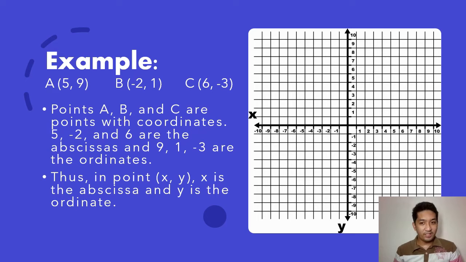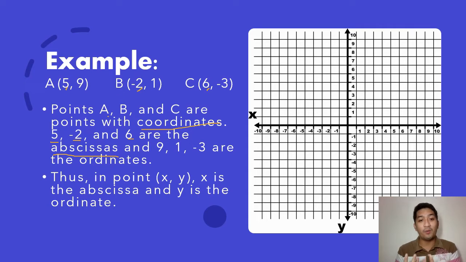So let's have an example. We have here point A (5, 9), point B (-2, 1), and point C (6, -3). Let's take a look at the definition or the description. Points A, B, and C are points with coordinates. The 5, -2, and 6 are the abscissas of each point. Those three numbers are the abscissas.